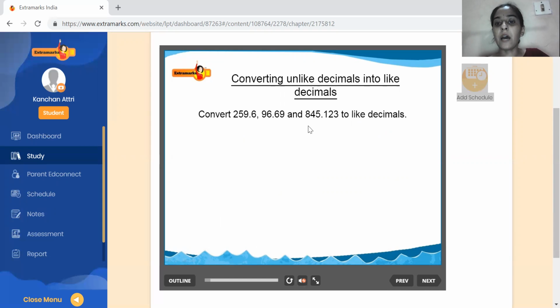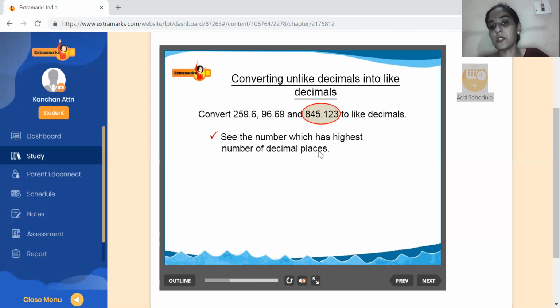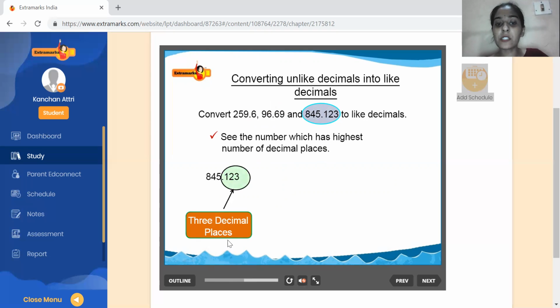So first we have this statement. We have the numbers 259.6, 96.69 and 845.123 to convert to like decimals. Okay class, so first of all, see the number which has the highest number of decimal places. So we have this number, it has decimal places up to 3. So now we have to keep all these orders equal. Now they have three decimal places.